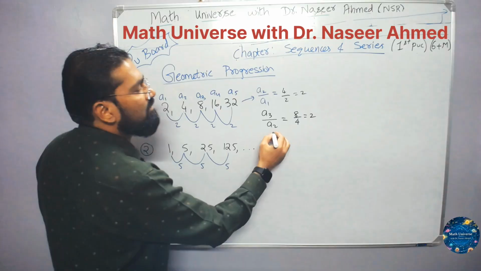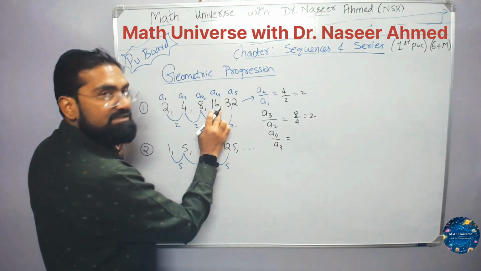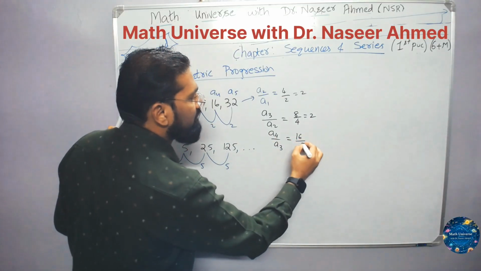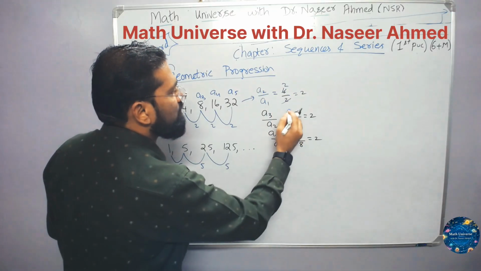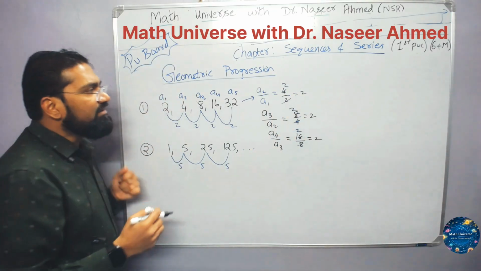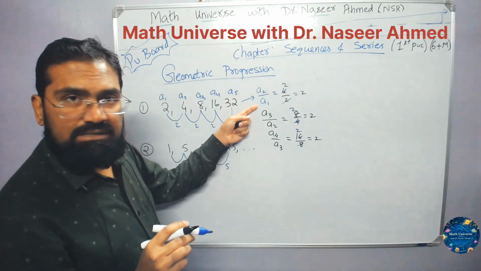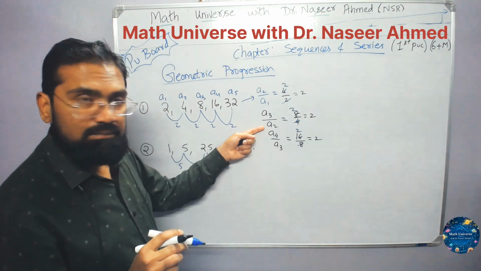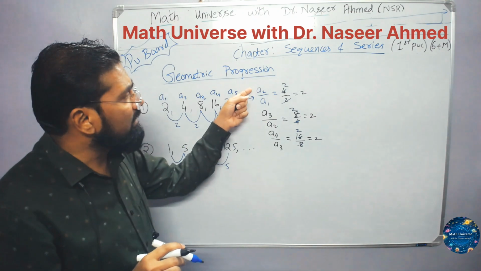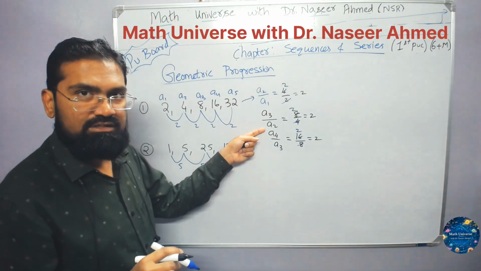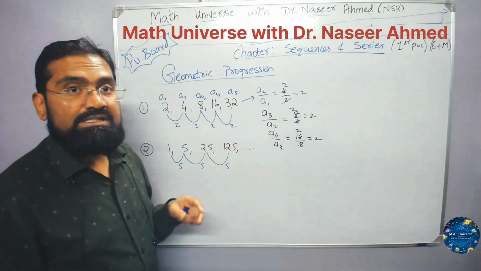Again, the fourth term by the third term: the fourth term is 16 and the third term is 8, and 8 twos are 16. So what we see is that we are taking the consecutive ratio, each term by its previous term: second term by first term, third term by second term, fourth term by third term. It is nothing but the ratio of two consecutive terms, but here the order is important: term by its previous term. It should not be reversed, that is, you should not take the previous term divided by the present term.